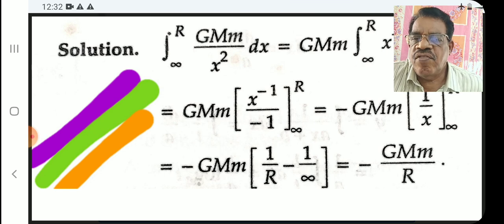Integral of infinity to r GMm by x square dx is equal to minus GMm by r.